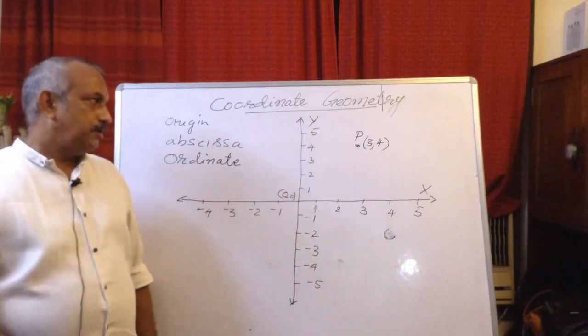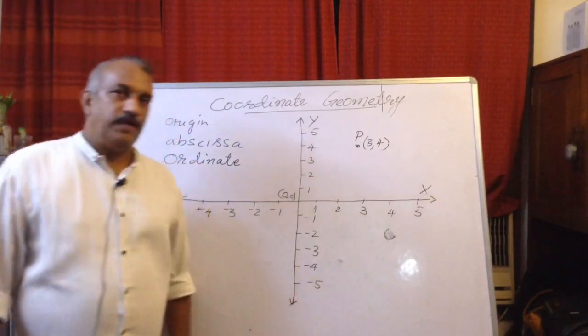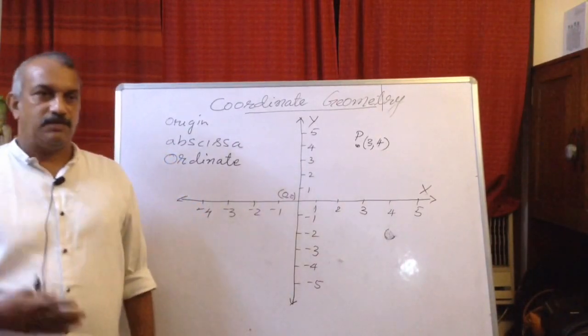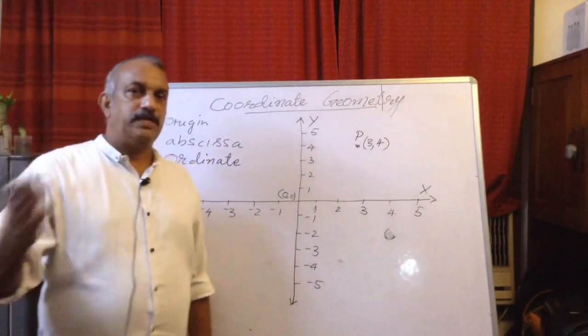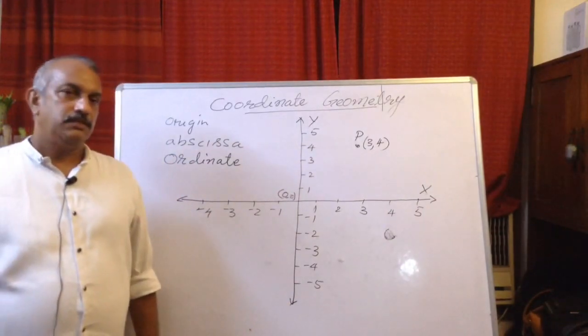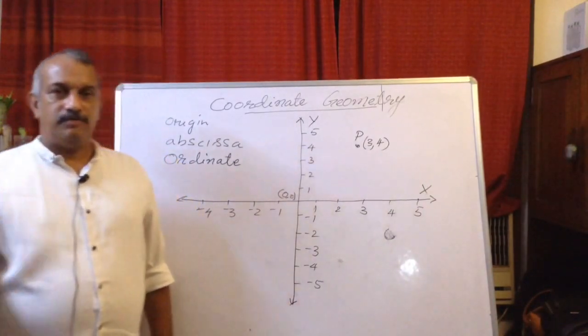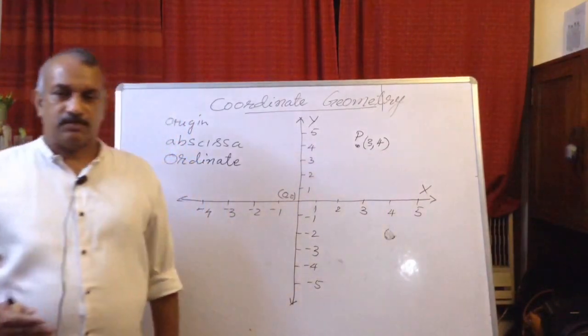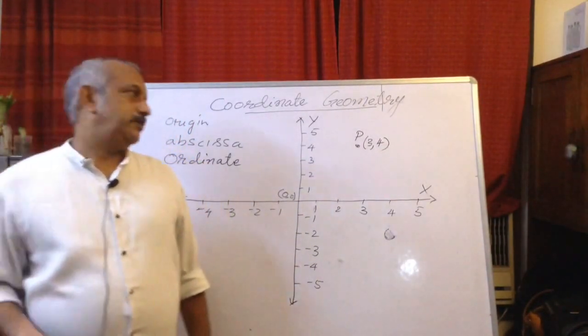Next point. When we write the coordinates of a point, we always write the x-coordinate first. We cannot write in every case that the x-coordinate is this and the y-coordinate is this. So we decided we will always put the numbers in brackets. The first number is always the x-coordinate and the second one is the y-coordinate.